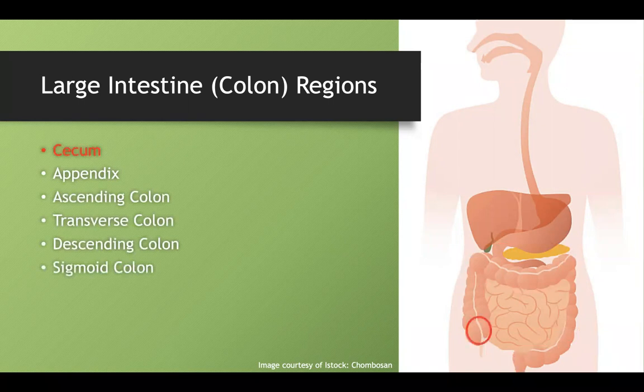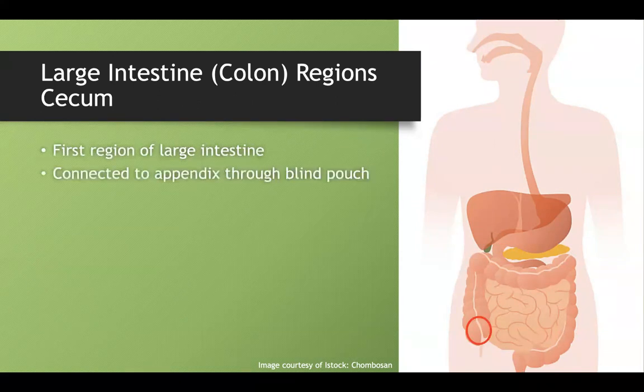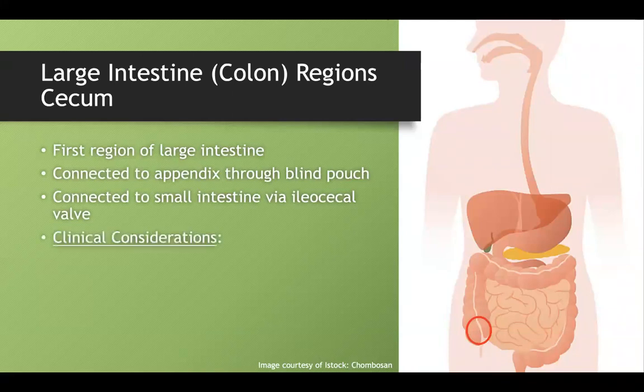So starting with the cecum, I'll just tell a few things about the cecum that you should know. It's the first region. It's connected directly to two structures. It's connected to the appendix through a blind pouch, and it's also connected to the small intestine through this thing called the ileocecal valve. They do like you to know some things with the ileocecal valve, so I'll talk about those here. Two conditions you should be aware of are intussusception and gallstone ileus.